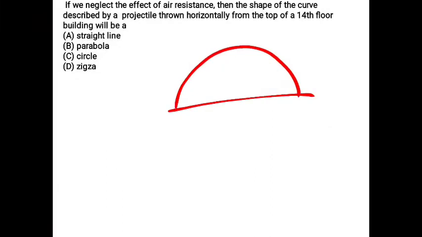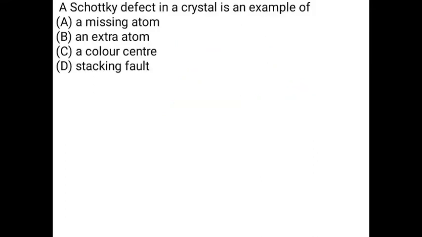If we neglect the effect of air resistance, then the shape of the curve described by a projectile thrown horizontally from the top of a 14th floor building will be, it will be projectile motion, so the shape will be a parabola. A Schottky defect in a crystal is an example of a missing atom. Okay.